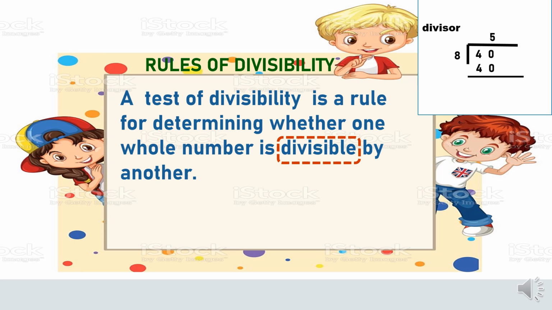Let's subtract them. 40 minus 40 is 0. So what we got here is that 5 is the quotient and the remainder is 0. So what is left? Nothing is left. Whenever we divide any two numbers and the remainder is 0, the divisor becomes a factor of that number. So 8 is a factor of 40, or in other words, 40 is completely divisible by 8. Divisible means that when we divide two numbers and the remainder is 0, the divisor becomes the factor, and 40 is completely divisible by 8 in this case.